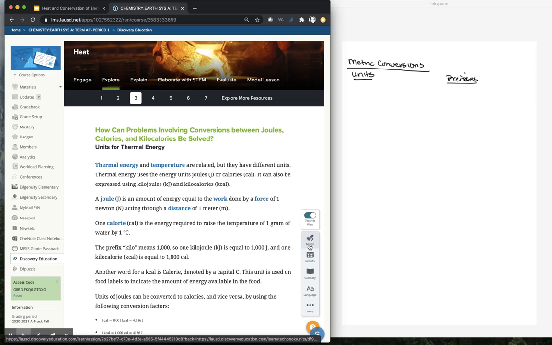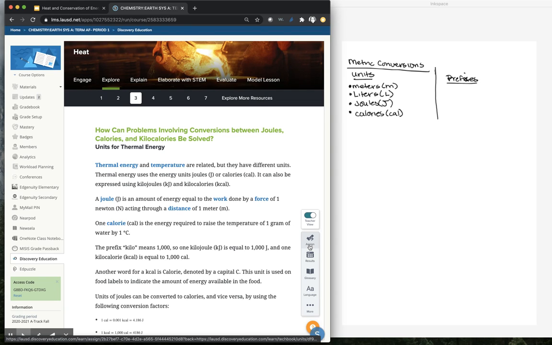So units describe what you're measuring, and some example units would be meters, and we abbreviate that with an M, liters, abbreviated with an L. And in heat, we have joules, abbreviated with a J. We have calories, abbreviated with a CAL, lowercase.